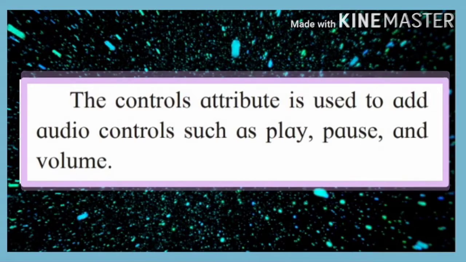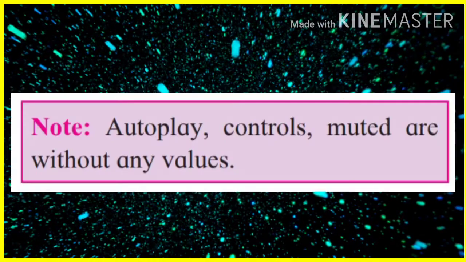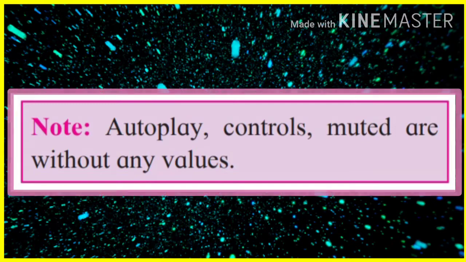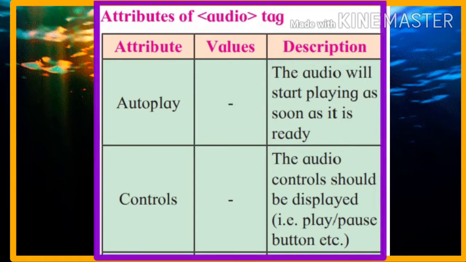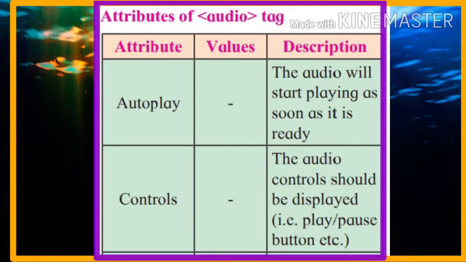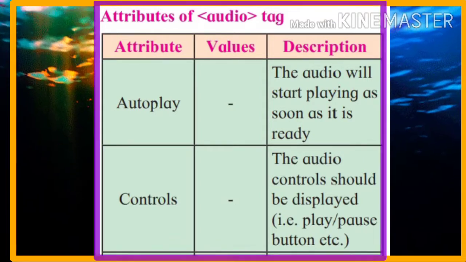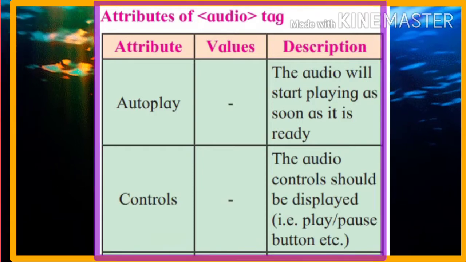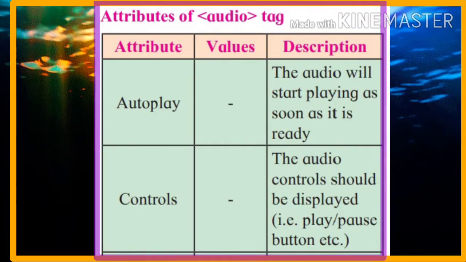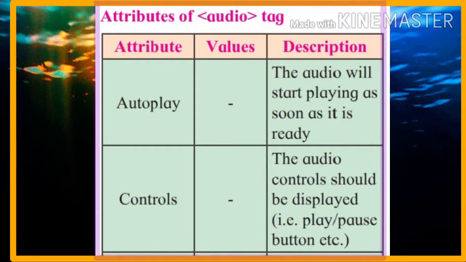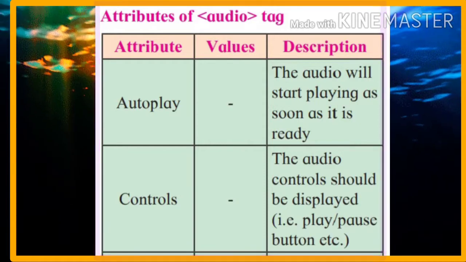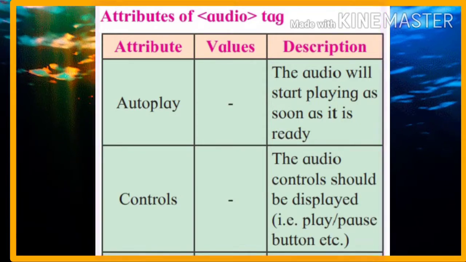You need not specify the value for controls attribute. Like controls, there are some attributes like autoplay and muted which do not use any value. You can just specify the attribute name without value. Now we see the attributes of audio tag. These attributes are autoplay, controls, loop, muted and src. The autoplay attribute specifies the audio file will start playing when the page gets loaded on the browser or it is ready. The controls attribute specifies the audio controls like play, pause, volume button, etc.